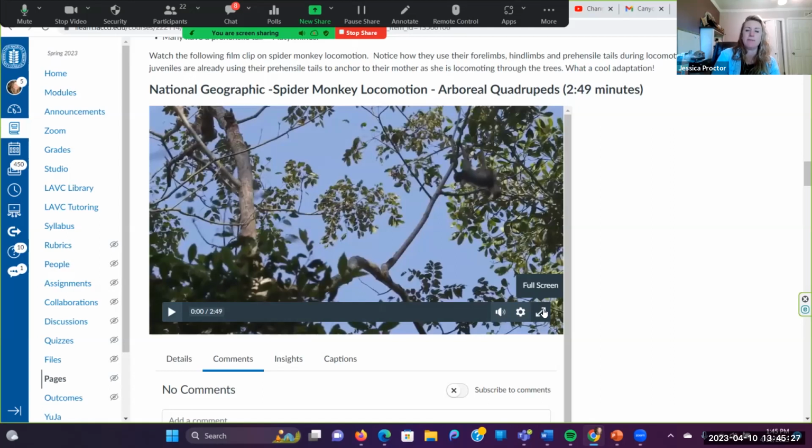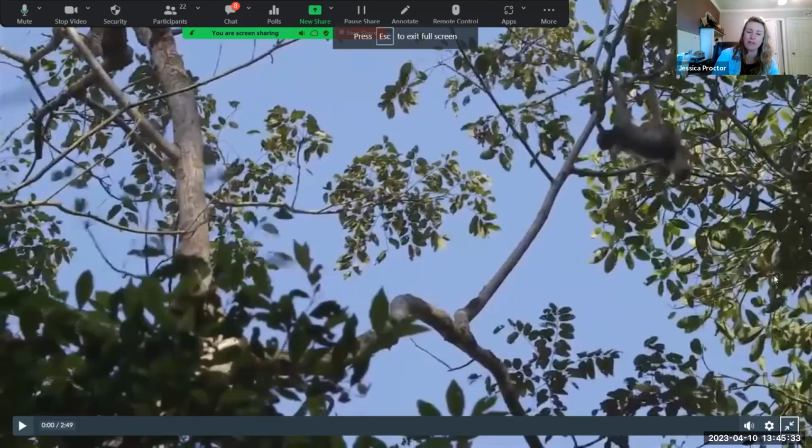These are spider monkeys, and they're going to show you an example of an arboreal quadruped. Take special note of the prehensile tail and how it's working, and also how the baby uses the prehensile tail to more effectively hold on to mom as mom's locomoting in the trees.